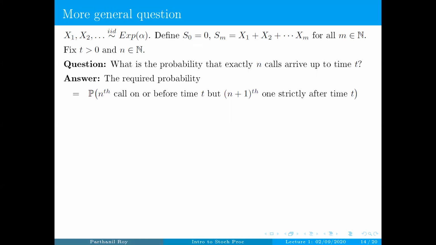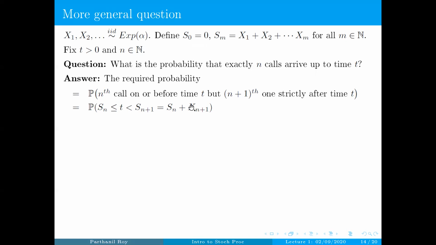Exactly n phone calls arriving up to time t happens if and only if the nth phone call arrives on or before time t, and the n plus 1th one arrives strictly after time t. So this is just like before. So these 2 events are the same. So their probabilities are the same as well. In other words, in our notation, we are asking the probability of Sn less than or equal to t, which in turn is strictly less than Sn plus 1. Now note that Sn plus 1 is just Sn plus Xn plus 1 because of this equation here.